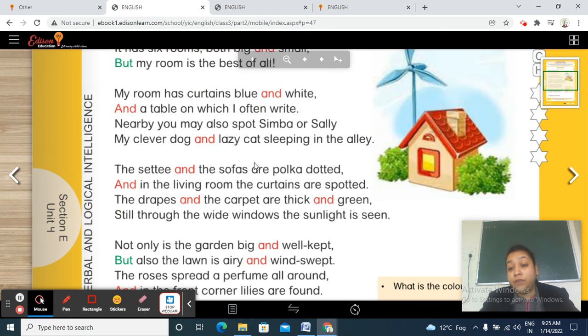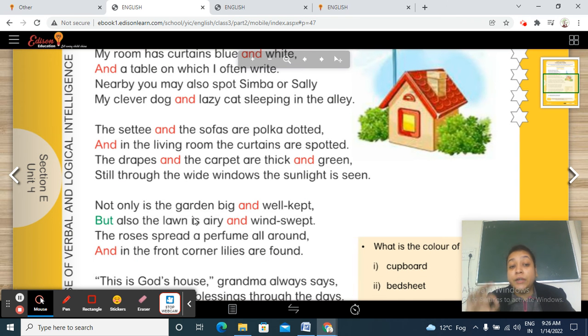The settee and the sofas, two types of furniture, are polka dotted. The covers of the settee and sofas are polka dotted, and in the living room the curtains are spotted. The drapes and the carpets are thick and green. Still, through the wide window, the sunlight is seen. Not only is the garden big and well kept, but also the lawn is airy and windswept. The roses spread a perfume all around, and in the front corner, lilies are found.